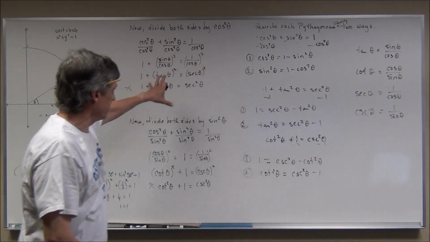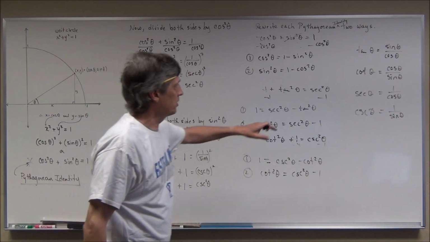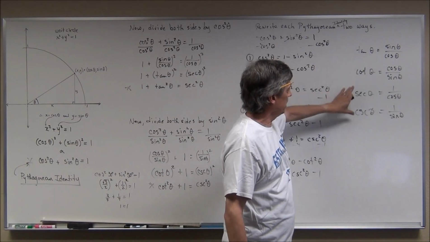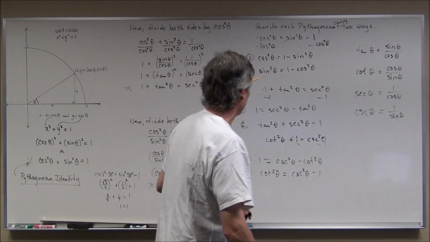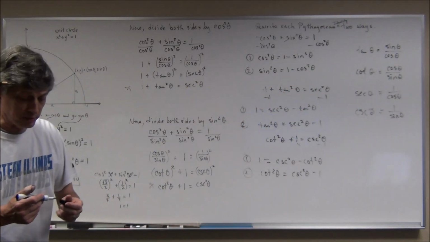But here's some more identities for you. Besides, these are sometimes called the quotient identities and the reciprocal identities. All right, well, we're going to try some problems in the next video.